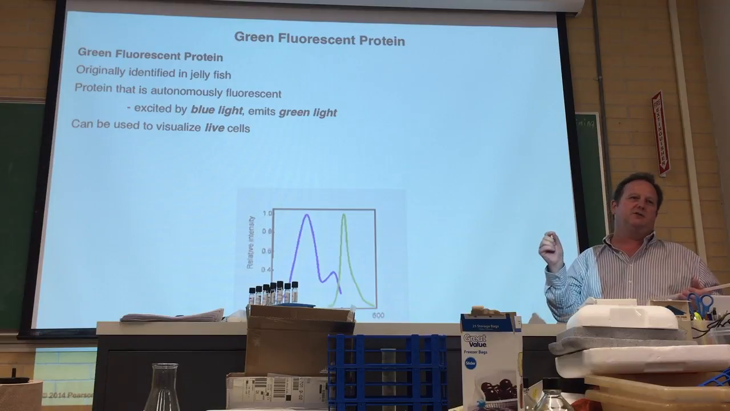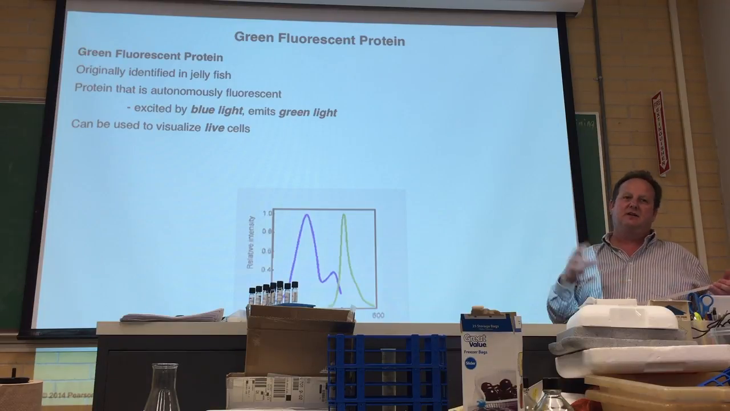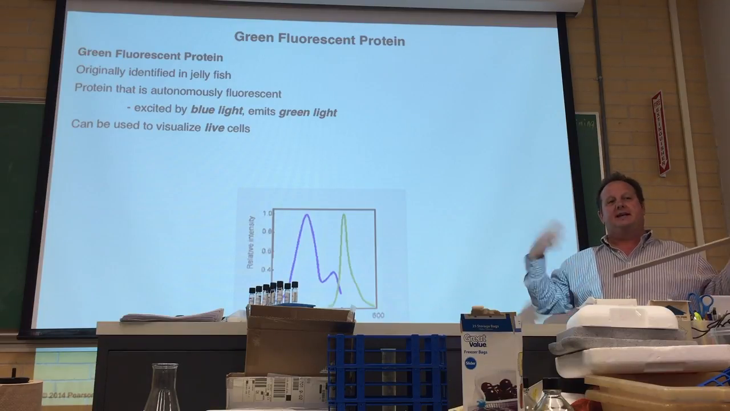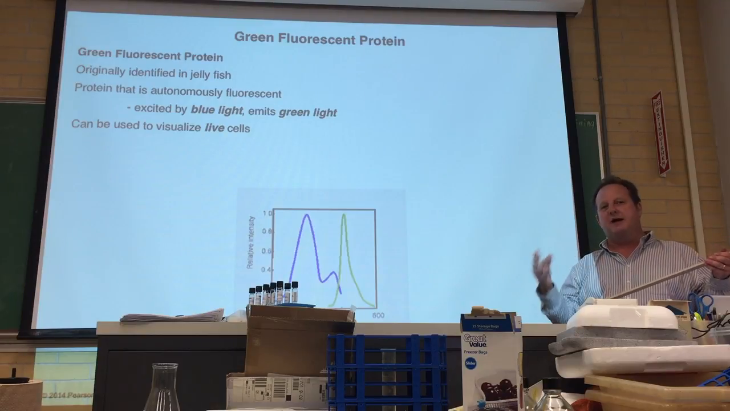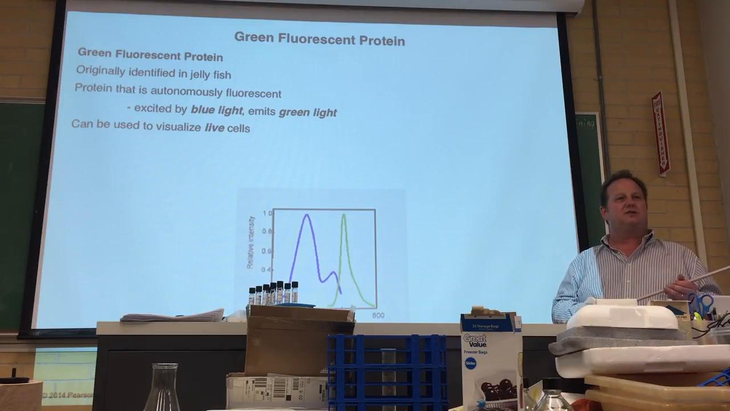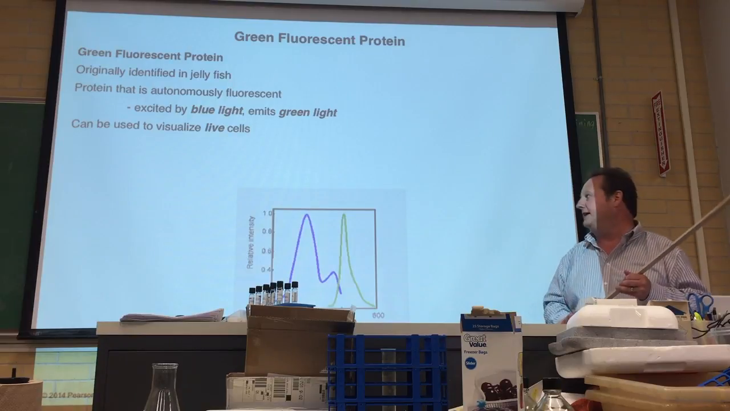We used to be able to use fluorescent molecules, but we'd have to use a chemical to tag things. But GFP is fluorescent on its own. And now we have a bunch of other colors of GFP, reds, blues, all sorts of different colors that we can use to visualize different things in the cells.